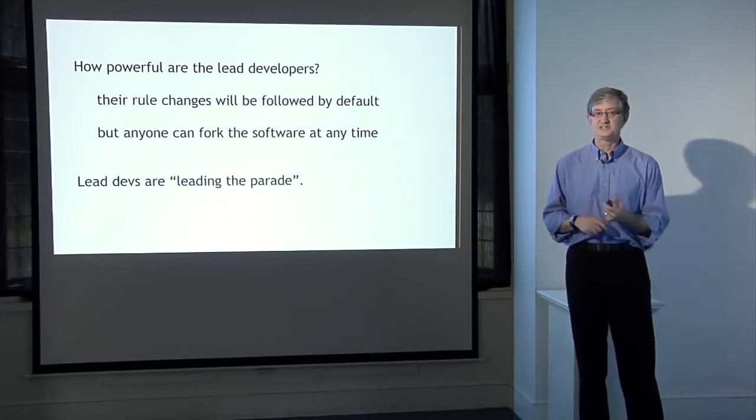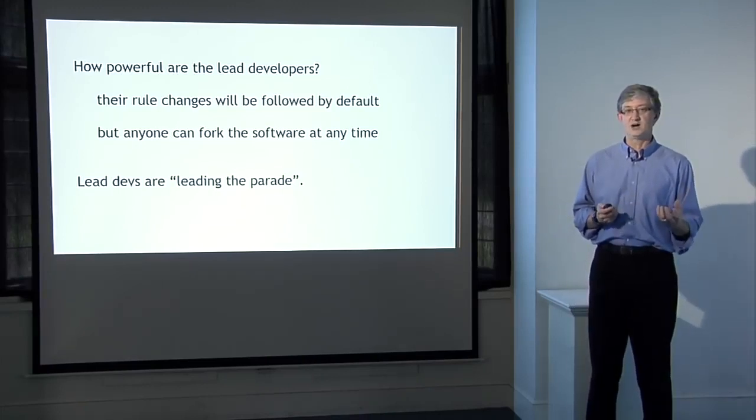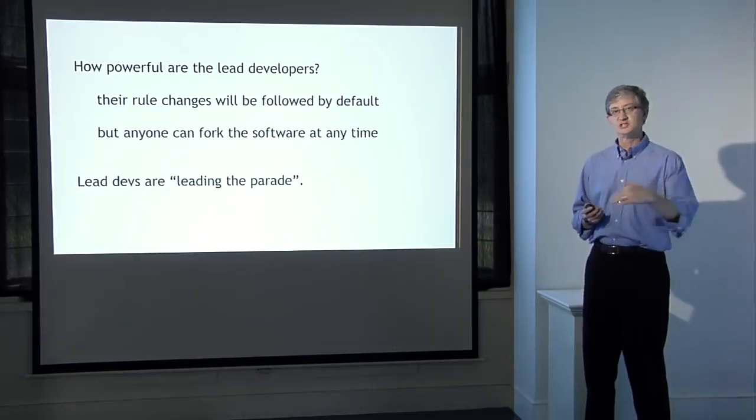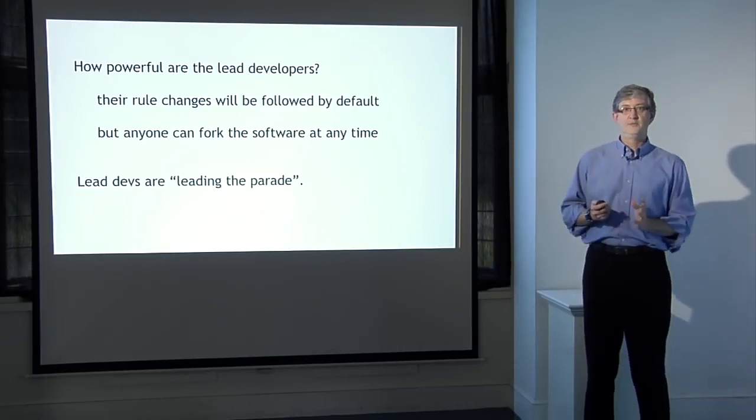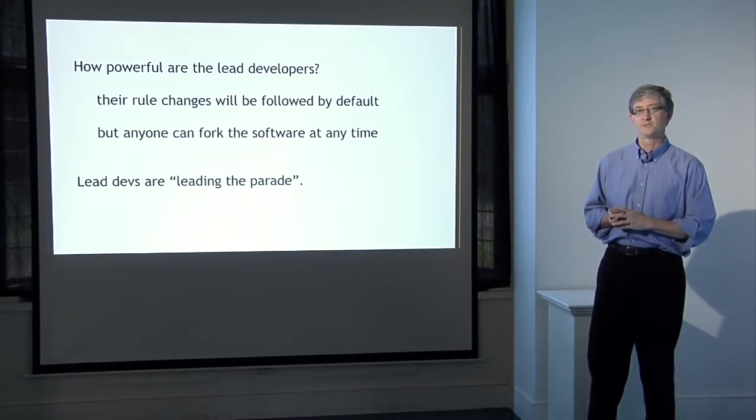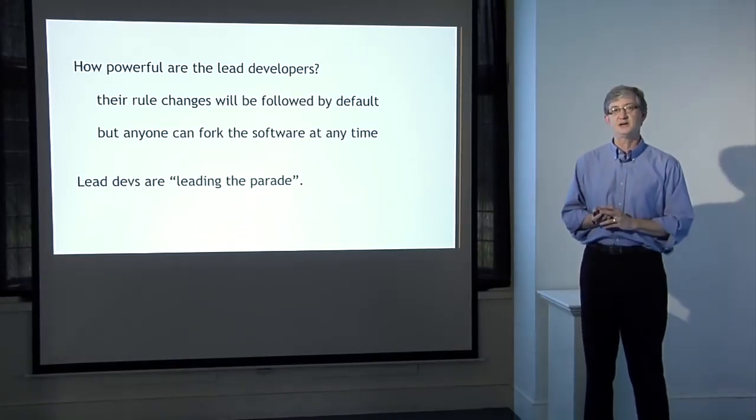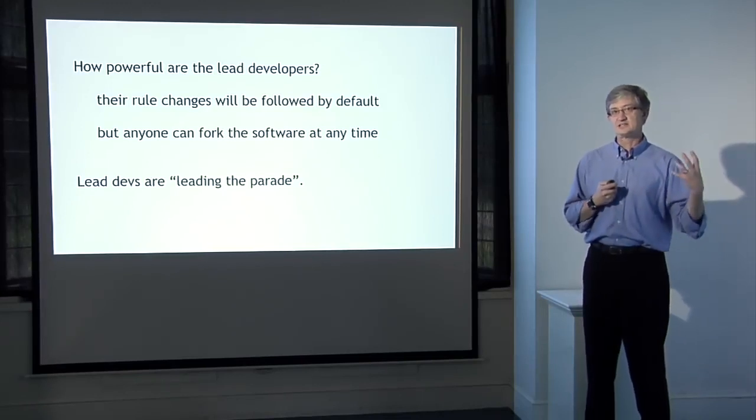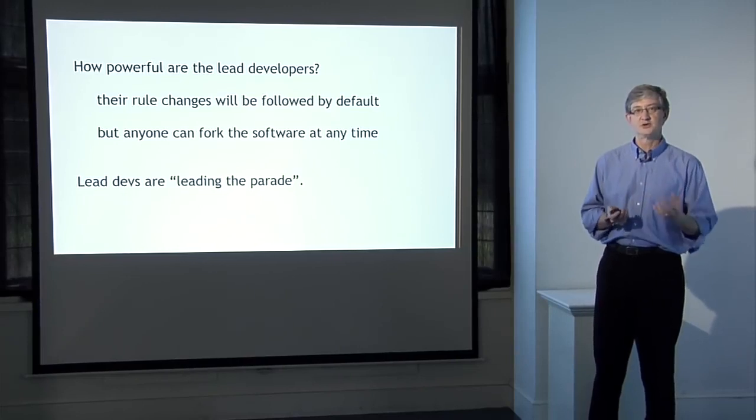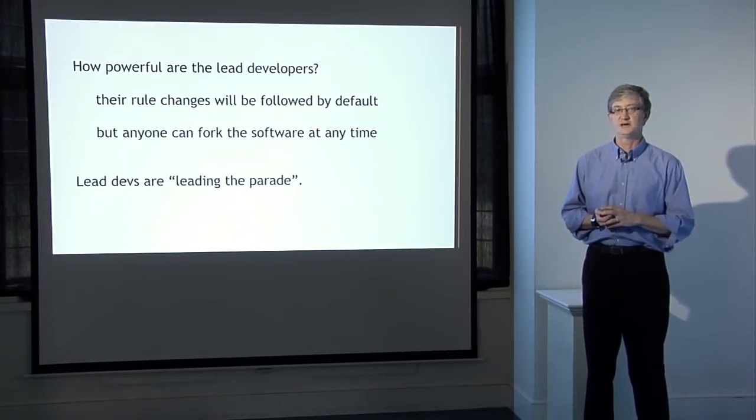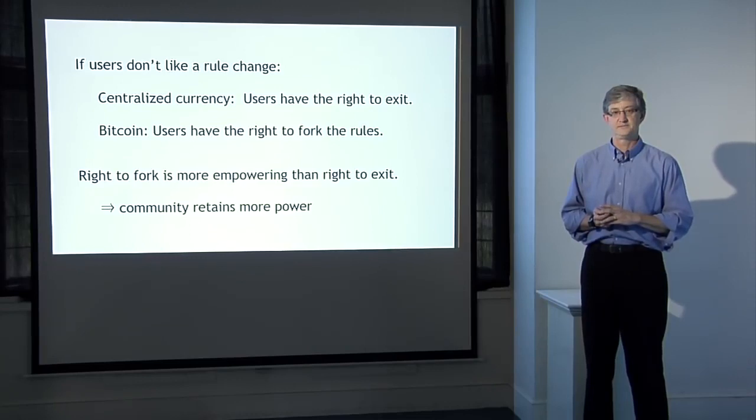So one way of thinking about this is to say that the lead developers are leading the parade. They're out in front of the parade marching, and the parade will generally follow them when they turn a corner. But if they try to lead the parade in a direction that's disastrous, well, then the parade members, marching behind them, might decide to go in a different direction. They can urge people on, and as long as they seem to be behaving reasonably, the group will probably follow them. But they don't have formal power to force people to follow them if they take the system in a technical direction that the community doesn't like.